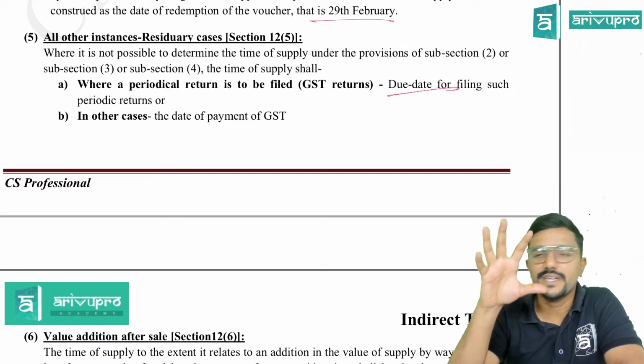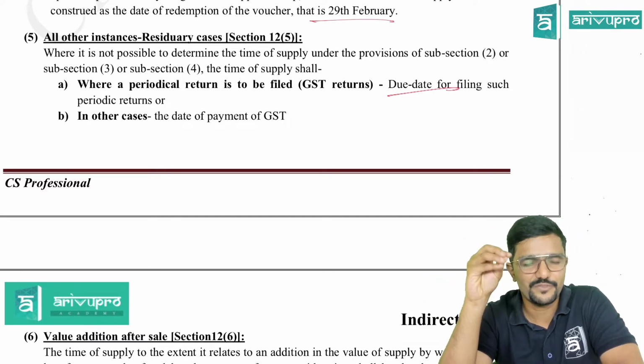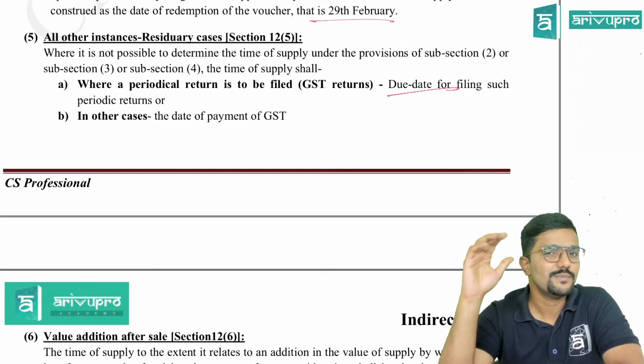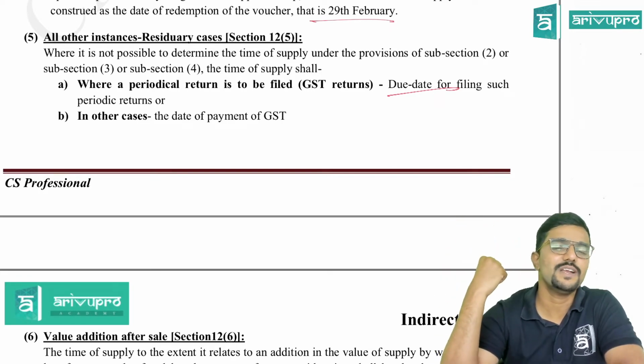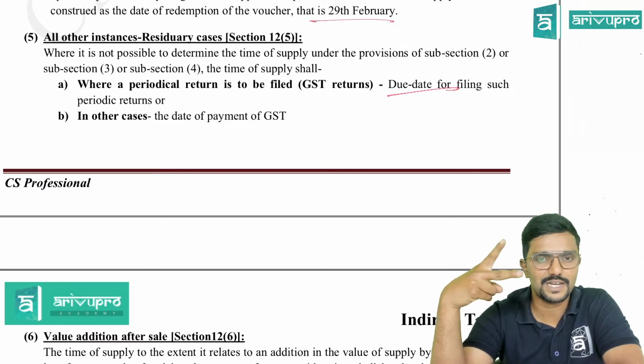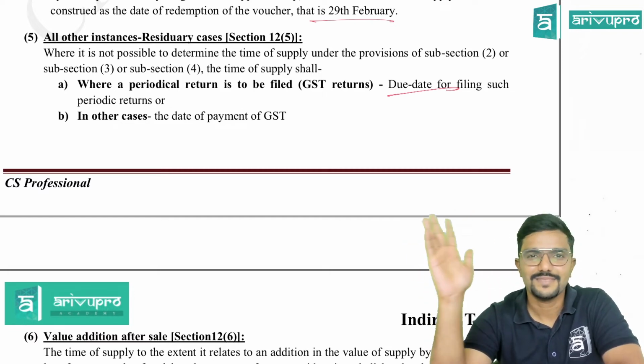So residuary cases are normally not important because very few cases fall here, because maximum scenarios will fall under 12(2) forward charge or 12(3) reverse charge or voucher. Clear?